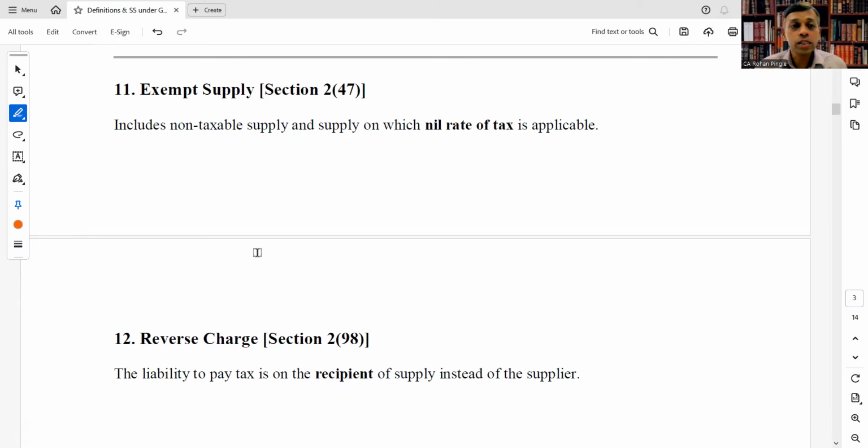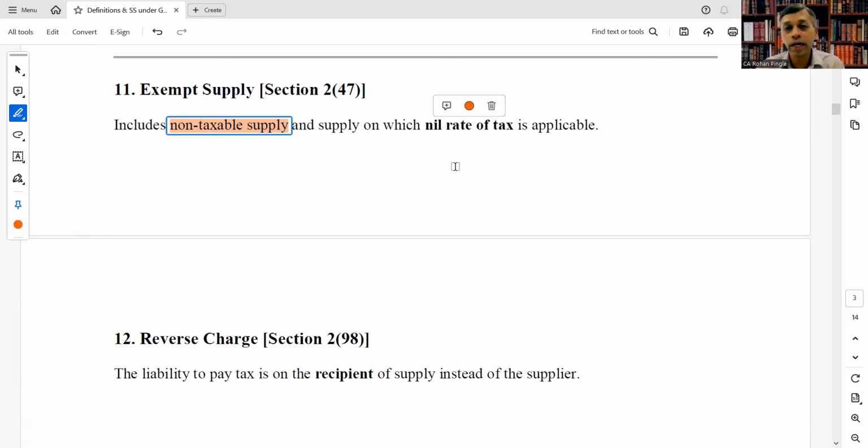So exempt supply includes non-taxable supply and supply on which nil rate of tax is applicable. Here it starts with "includes", so it is not cumulative. It is separate. It includes non-taxable supply and supply on which nil rate of tax is applicable. So both are covered under exempt supply.